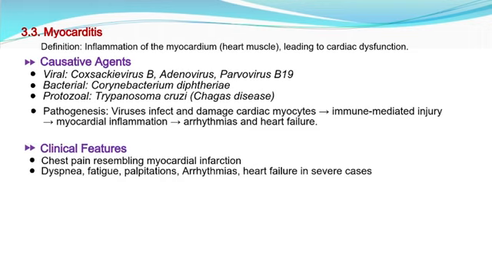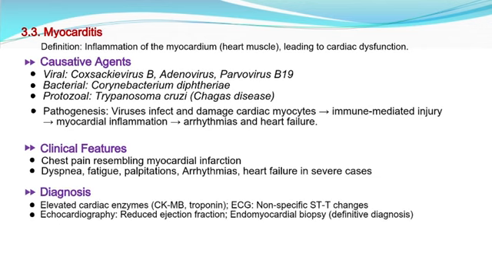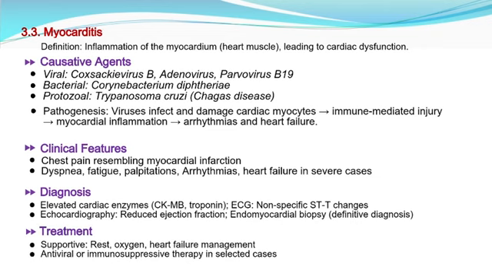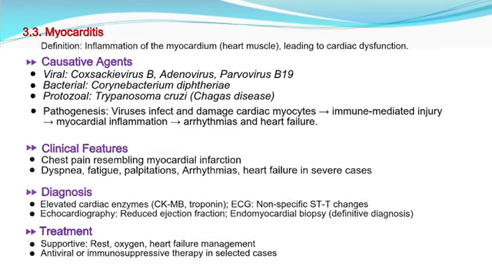Symptoms include chest pain, palpitations, fatigue, and shortness of breath. Severe cases can lead to heart failure or arrhythmias. Diagnosis: elevated cardiac enzymes like troponin, ECG changes, echocardiography showing reduced ejection fraction, and biopsy confirming inflammation. Treatment is supportive, rest, oxygen, heart failure management, and sometimes antivirals or immunosuppressants.